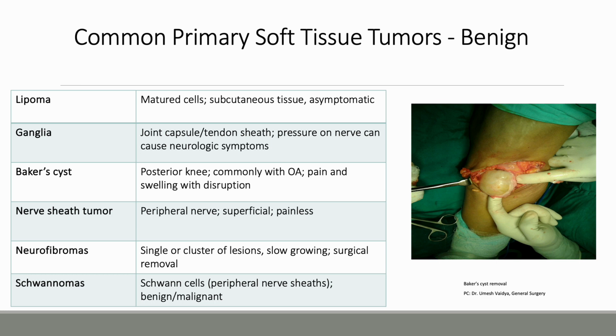Nerve sheath tumors. There are neurofibromas, which is a tumor of the nerve sheath infiltrating nerves and splaying apart nerve fibers. This can occur as a single lesion or part of neurofibromatosis.